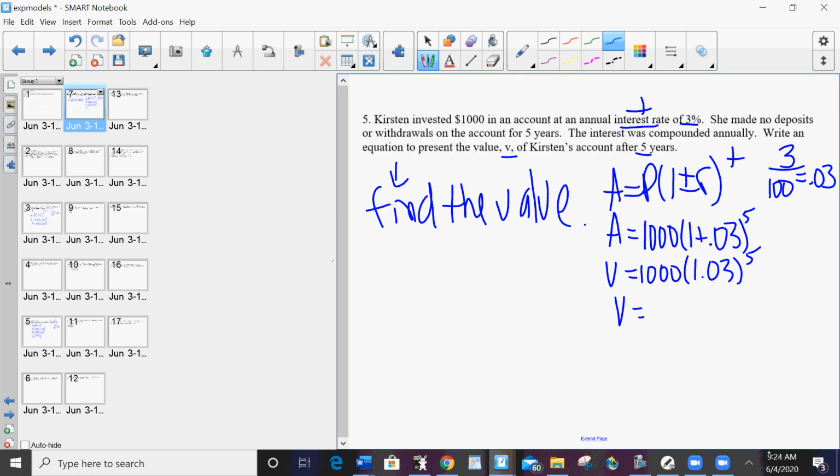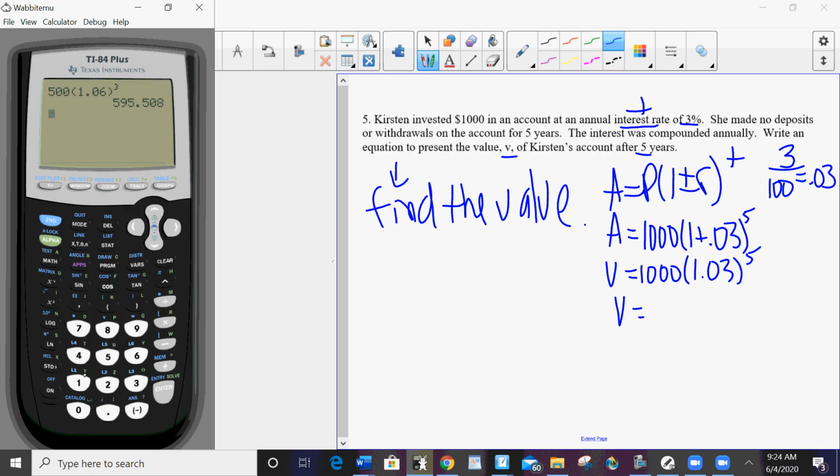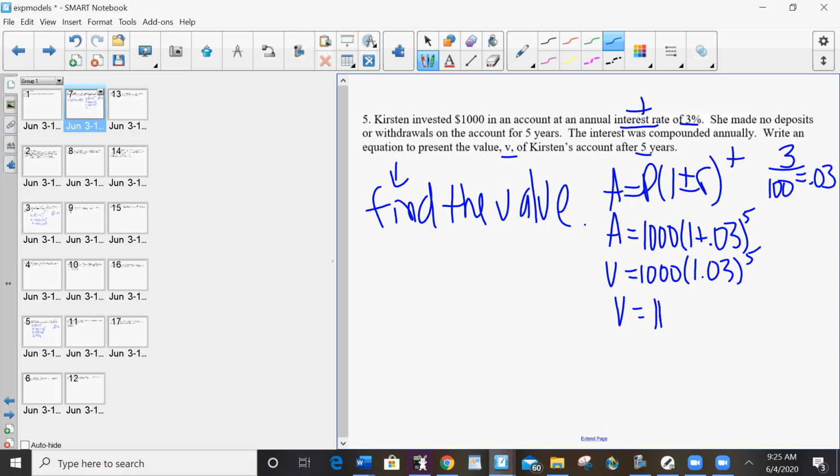I go to my calculator. 1,000, 1.03 to the power of 5. In general, with money, if they don't say what to round to, round to the nearest cent. 1,159.27. That's it.